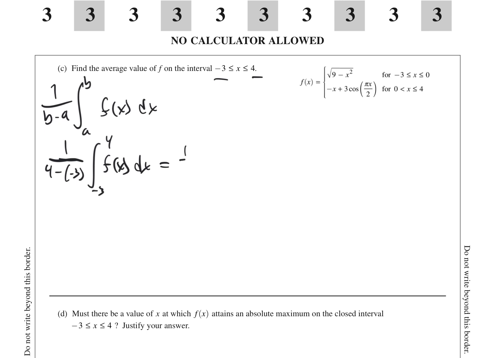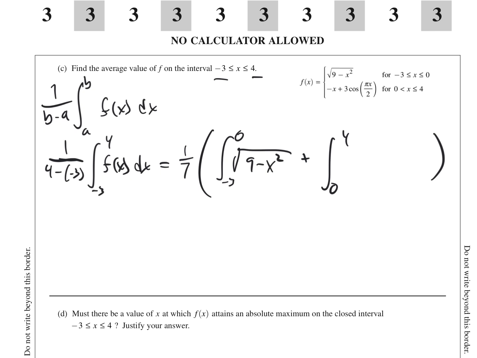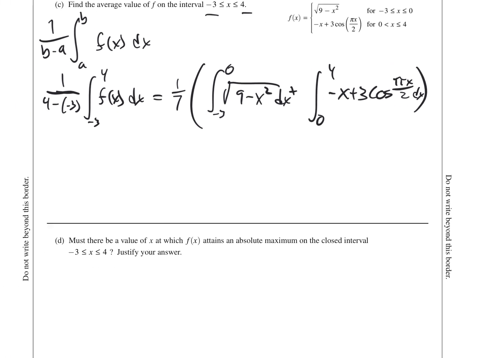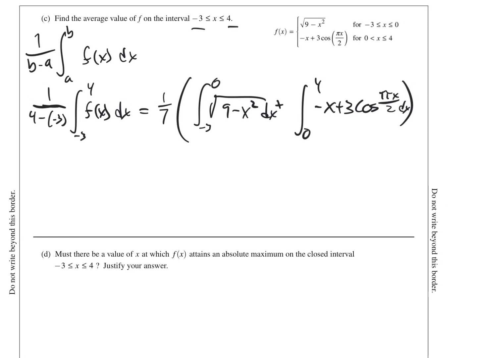So we need to take this as 1 over 7, and we need to break it up into 2 parts. We need the integral from -3 to 0, and we're going to need the integral from 0 to 4. All right, and so this is the square root of 9 minus x squared, and this is -x plus 3 cosine of pi x over 2. And don't forget our dx. We need our dx here. Okay, so we've got to do those separately. These parentheses are important here. Okay, so you get points for part of this. You get points just for writing that.